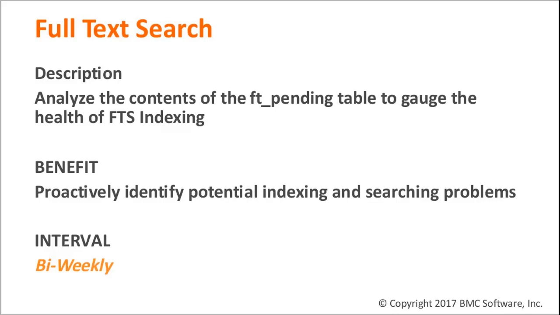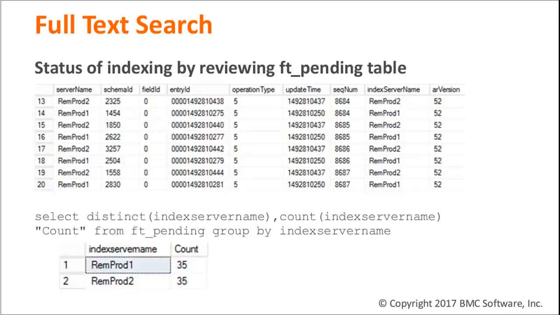If you go to the next slide, I showed an example of the contents of my sample FT pending table, and here you can see it has the server names. The server name column is the server name that submitted the job. So some user on those servers modified data, so it needs to be re-indexed, and then you see the index server name. If you are in a server group and you have multiple indexer servers, then this shows you all the different servers that are supposed to be indexing that data.